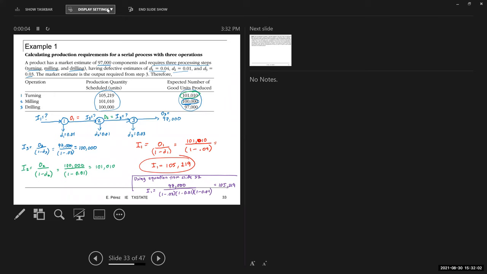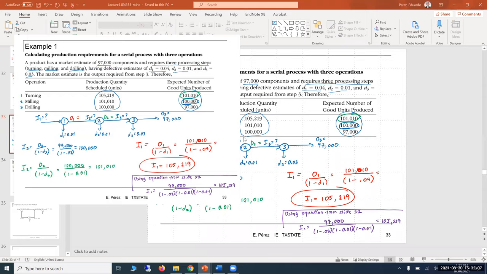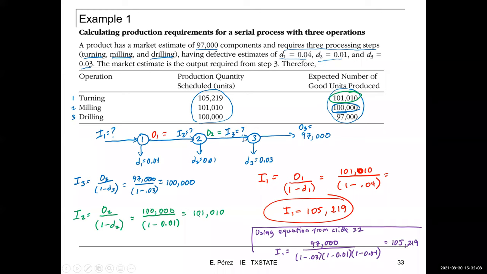So the last thing we did on Wednesday, we talked about three different things: product design, process design, and schedule design. And we stopped after discussing this problem in which we were calculating the production requirements for a serial process with three operations. The idea was to compute the input at the beginning of the process by taking into consideration the different defect rates for each one of the machines, and also the sequence in terms of where the parts needed to go in the process.